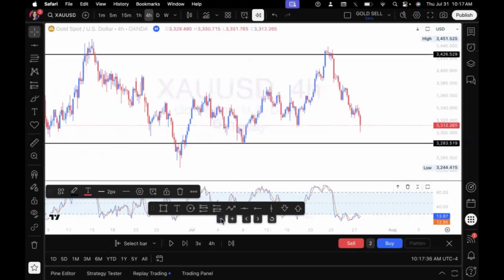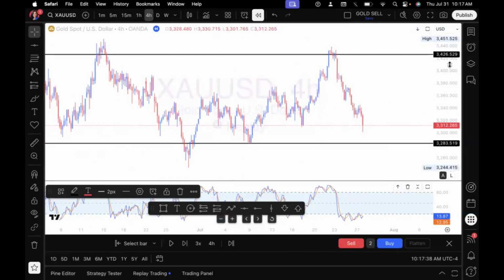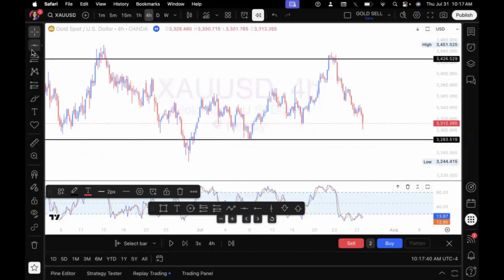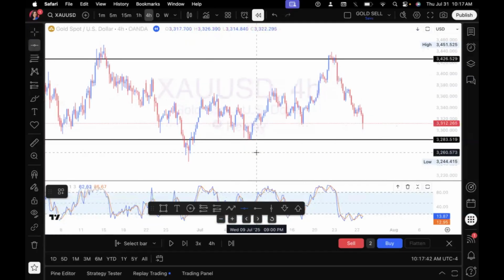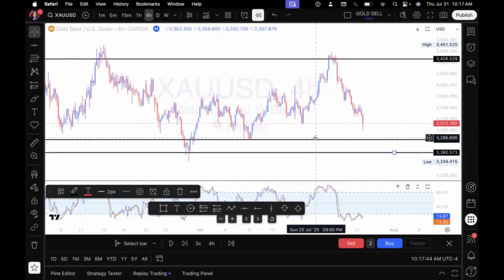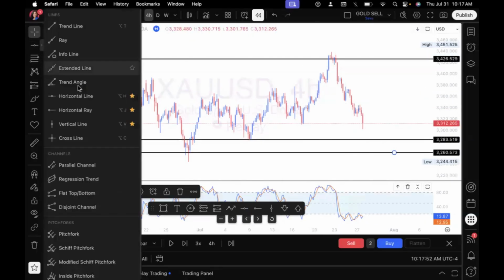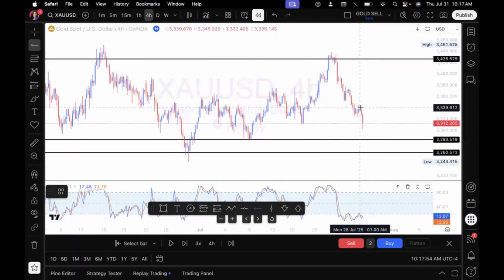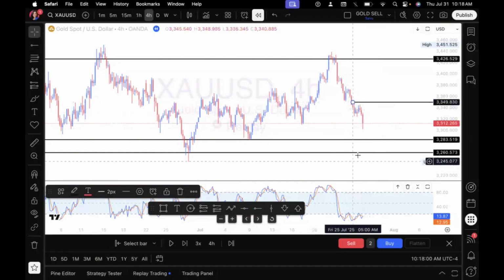So now that we've done our analysis and we've decided on the sell, the next thing for us to do will be to figure out where our take profits are going to be and where our stop loss is going to be. Now, if I'm selling, my stop loss is just going to be above a previous high, right? So I can see that the previous high for this level was 3343. Let's just go ahead and put our stop loss there.